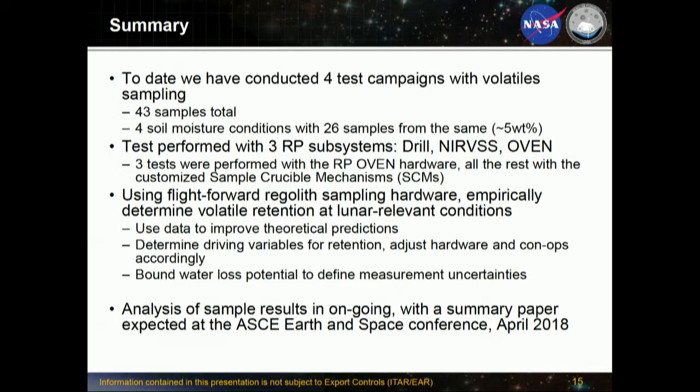Thus far, we've done 3 RP subsystems, drill, nervous, and oven, tested them all together, so we're really moving toward an integrated test program here and getting some good results on how everything plays together. So again, this is a flight-forward approach. We're feeding this into theoretical predictions, we're adjusting con-ops as we're getting the data back, and we're starting to bound loss.